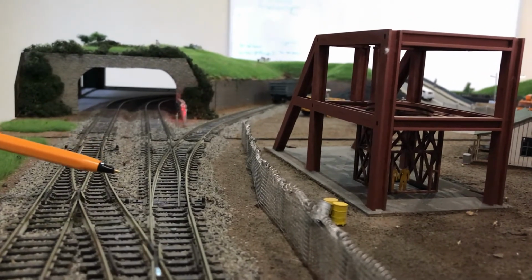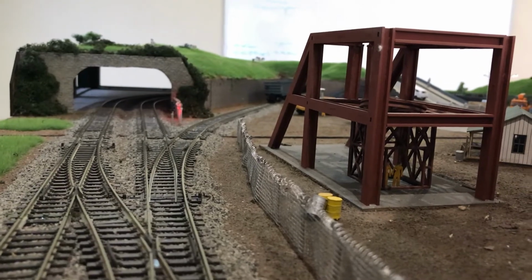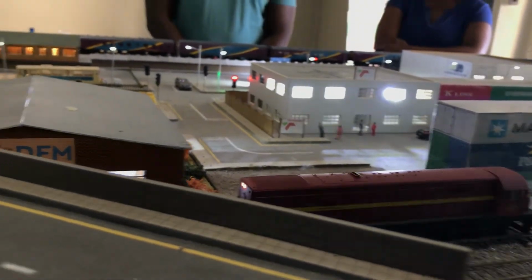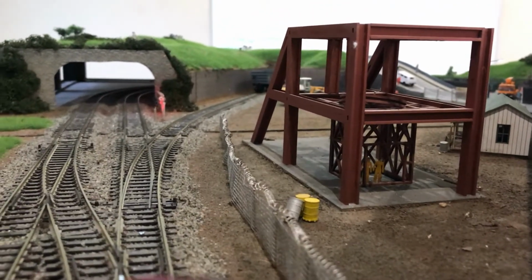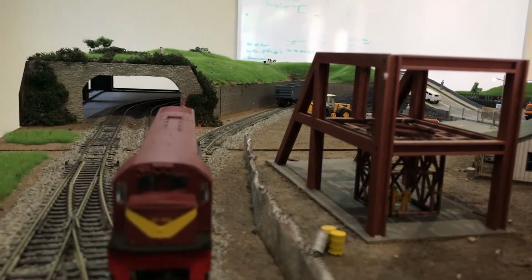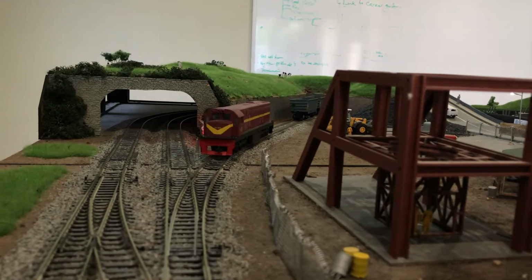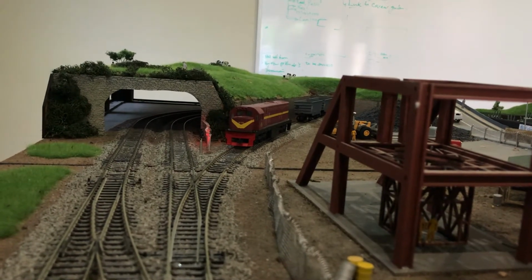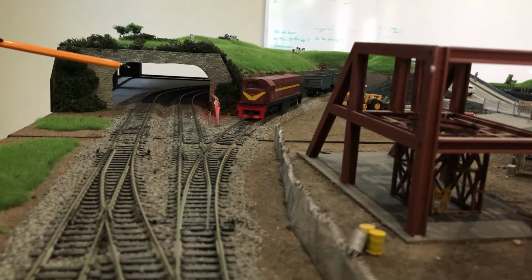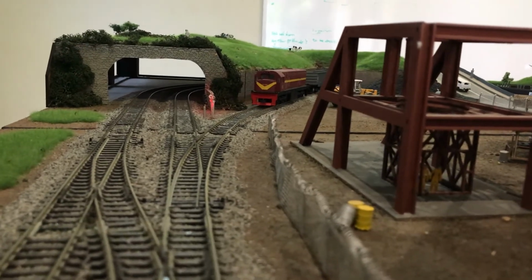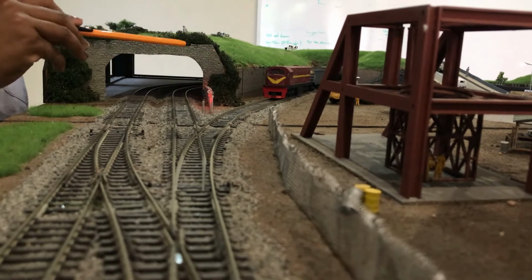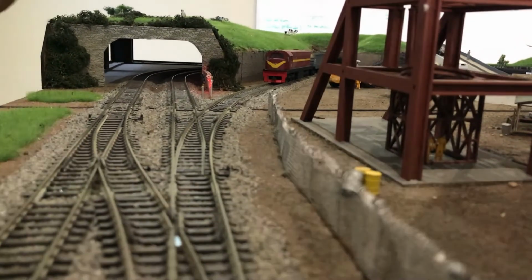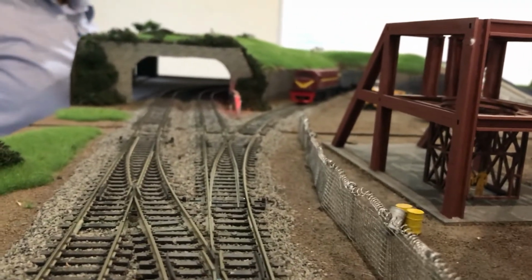I will ask the operator now to shunt locomotive number 906 into the siding. There, the shunting movement has started. Now locomotive 906 is reversing, changing direction into the siding. I will ask the operator to reverse the train a bit more. Now the locomotive has successfully shunted into the siding where the wagons can be coupled to the locomotive after they have been loaded with coal.